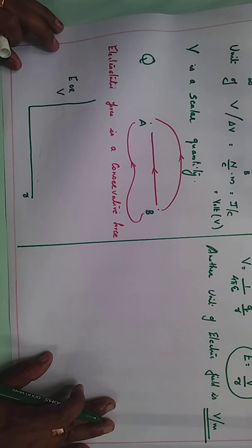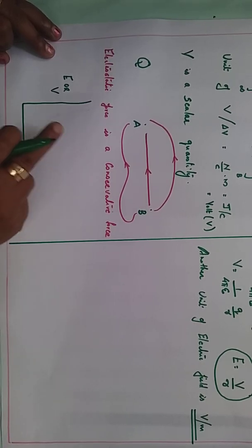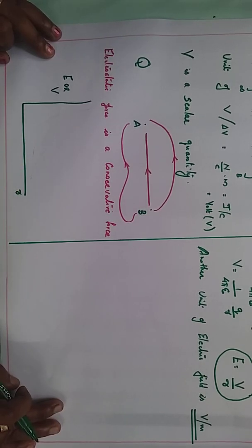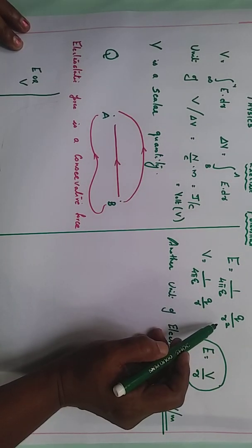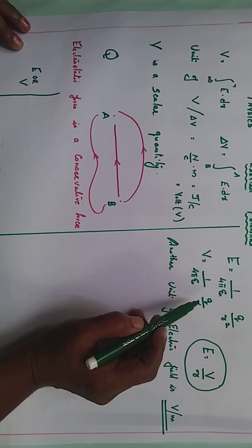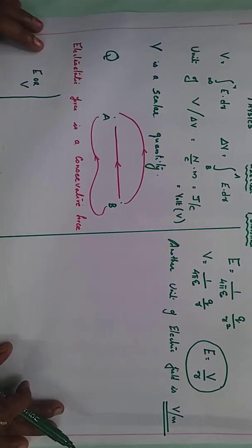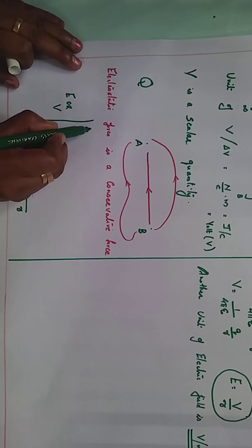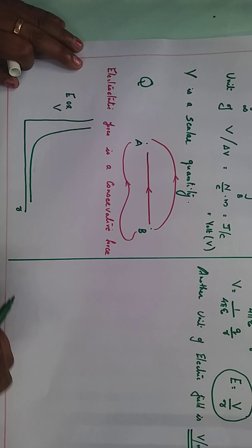Clear? Now, come to the graph. If a graph is plotted with distance along the x-axis and electric field and potential along the y-axis, here electric field is inversely proportional to r square and potential is inversely proportional to r. So if a graph is plotted, this will be the graph. As distance increases, electric field decreases very sharply.